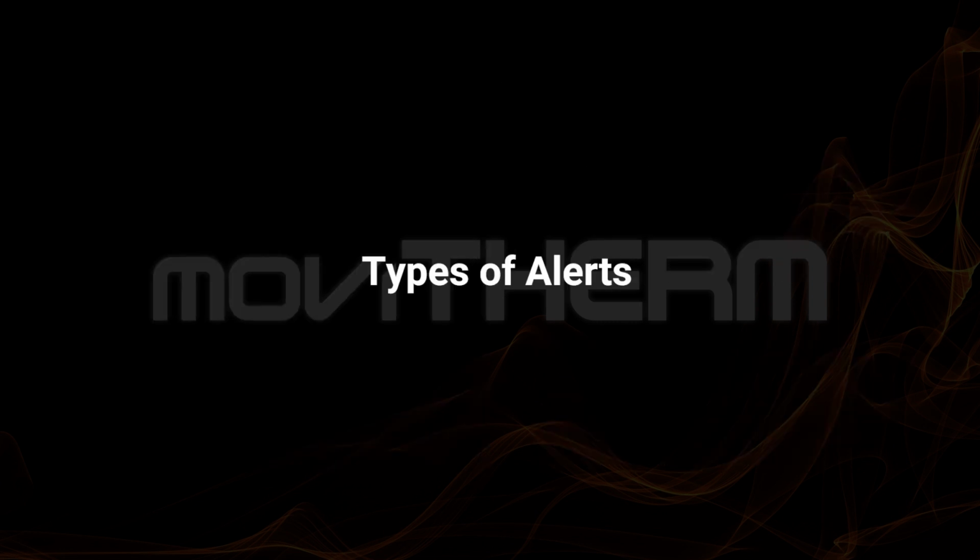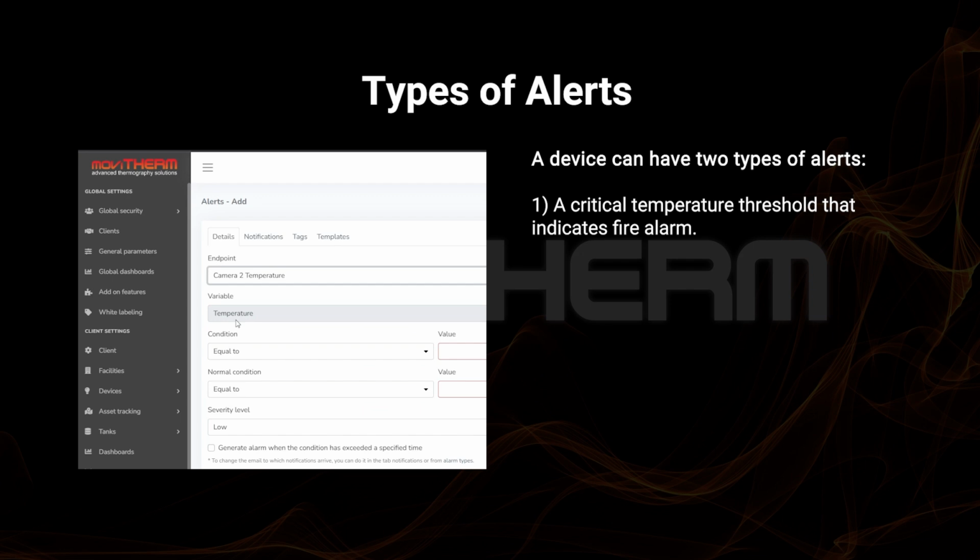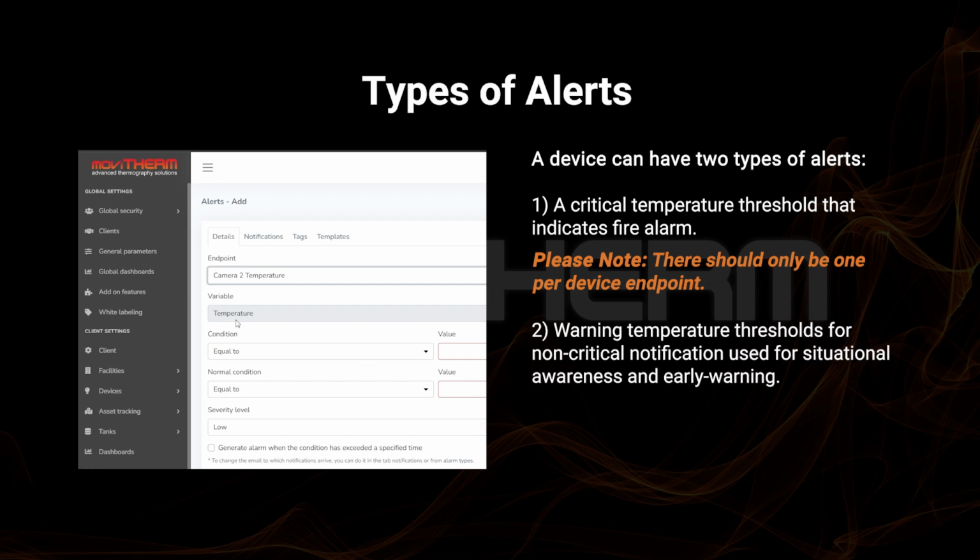Types of alerts. A device can have two types of alerts. The first is the critical temperature threshold that indicates fire alarm. Please note, there should be only one per device endpoint. Next is the warning temperature threshold for non-critical notification used for situational awareness and early warning. Please note, there can be multiple of these per endpoint.